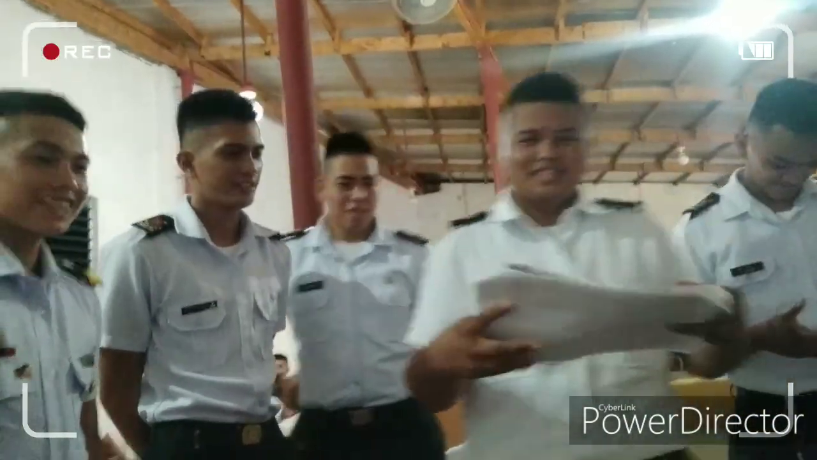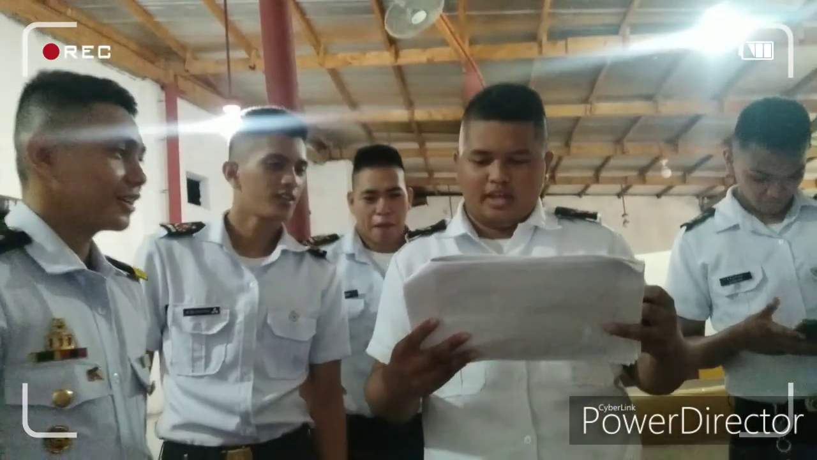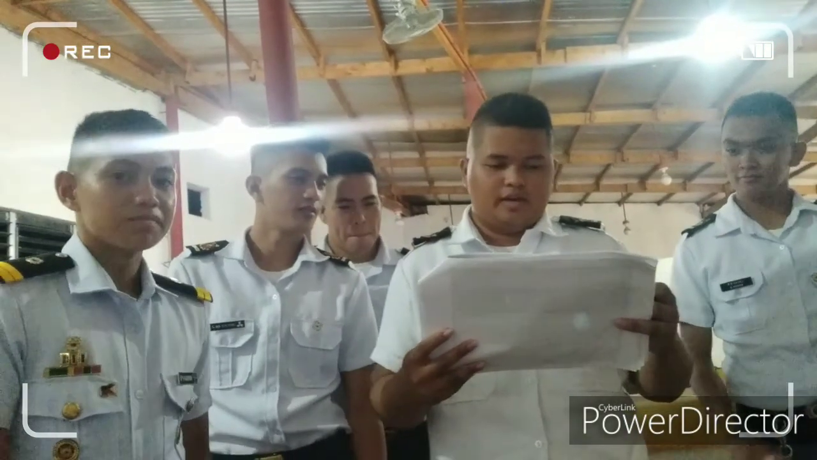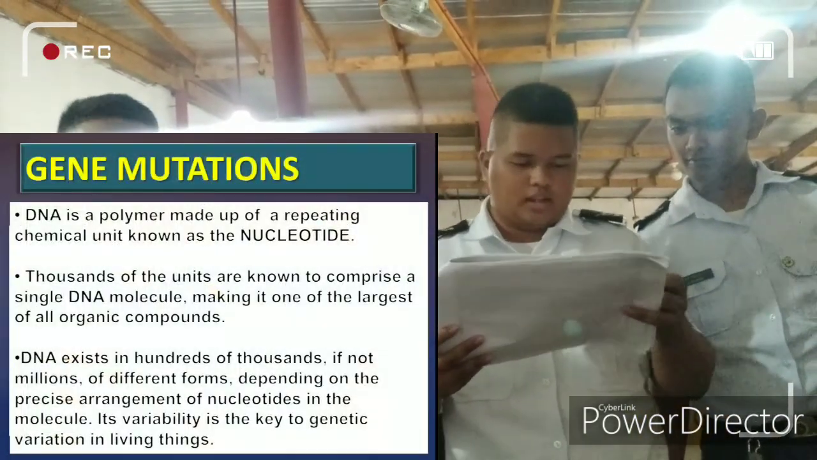Gene mutation. DNA is a polymer made up of a repeating chemical unit known as the nucleotide.